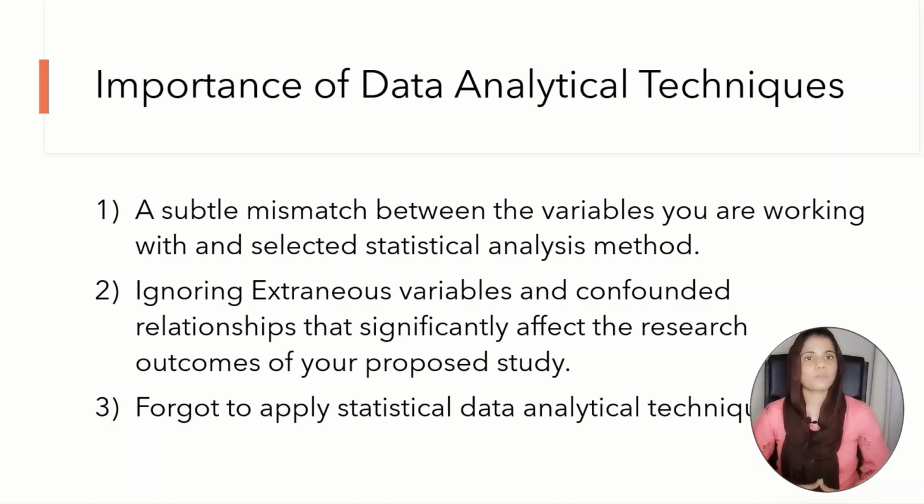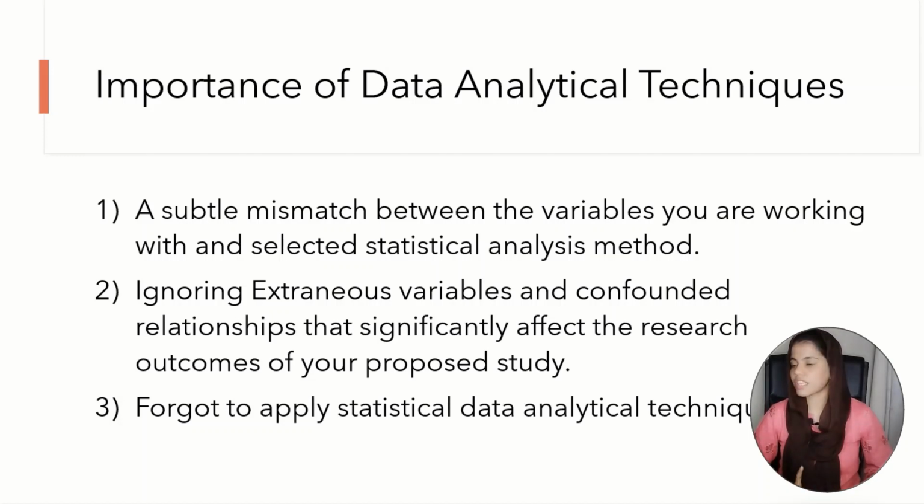Now I'll be talking about the importance of data analytical techniques, and I've noticed quite often researchers don't carefully select a correct statistical method to make inference on their findings. So I'll be discussing some common mistakes, and the first one I've listed over here is a subtle mismatch between the variables you're working with and the selected statistical method. For example, the number and type of extraneous variables are blatantly ignored in experimental design, and instead of applying Kruskal-Wallis analysis of variance, you apply one-way ANOVA.